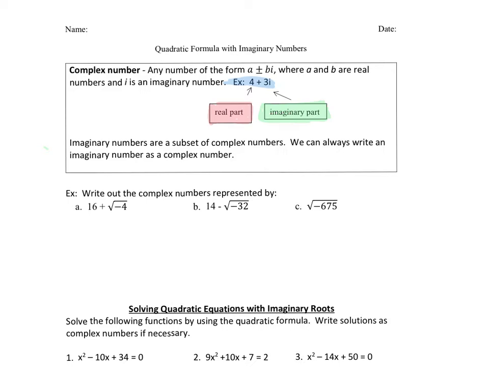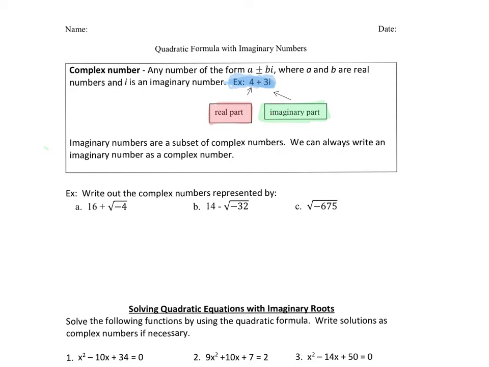So we have two different parts here. So here it just says imaginary numbers are a subset of complex numbers, and we can always write an imaginary number as a complex number. So as I said before, this is a complex number, so this is important to focus on, okay? This is a complex number, where one part is real and one part is imaginary, okay? So now we are going to focus on a few examples with just using complex numbers.